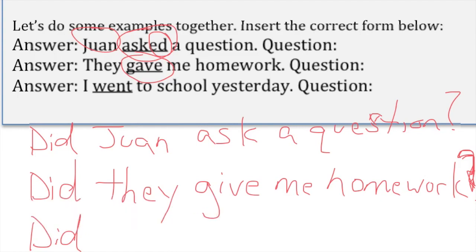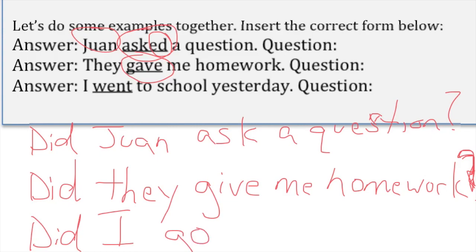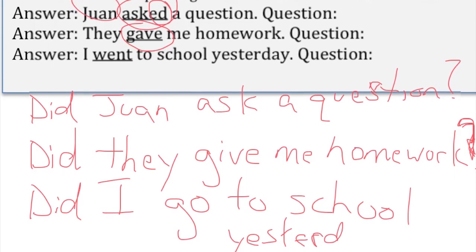You should say subject. What's the subject here? I. So we're going to do this. We're going to stay with I. So did I? Or you could say did you here, because it's the answer. What's the past tense of the verb now? Went? What's that word in the present tense? You should say go. And let's finish it up. To school. Oops. Yesterday. Alright, so there you go.